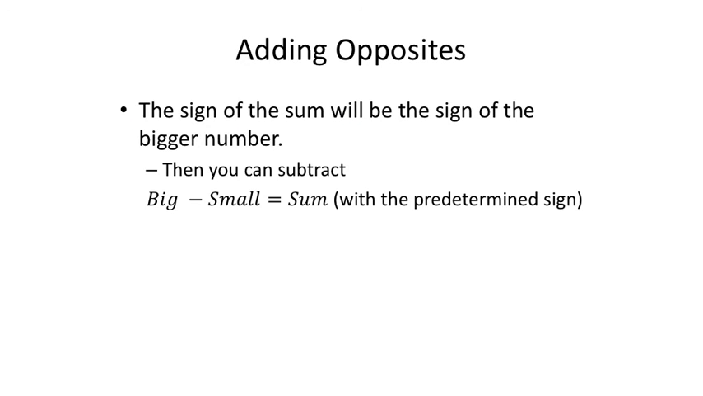If they're opposites, then you look at which one there's more of. Is there more positives? Is there more negatives? That will be the sign of the answer. And then, since they're opposites, they're going to zero each other out or cancel each other out. And so you actually take the big number and subtract the small number, okay? And then, of course, keep your predetermined sign, because you know if there's more positives or negatives in the beginning.